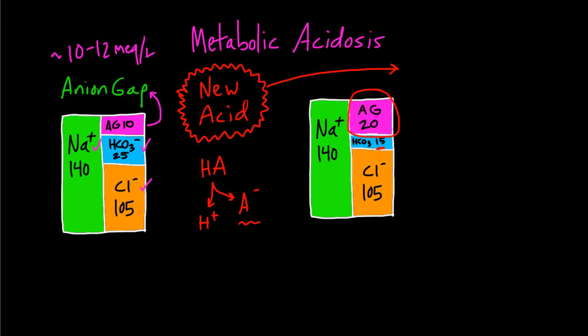There are all sorts of mnemonics, but I like the easiest one, KILL YOU: keto acids, ingestions, lactic acidosis, and quote unquote uremia, since renal failure can cause accumulation of new organic acid. So I use KILL YOU to help remember the differential for new acid production in the blood. We would call this an anion gap metabolic acidosis.